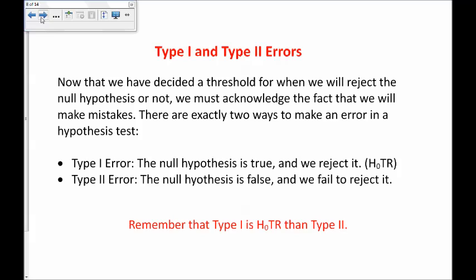Now, I've kind of developed the acronym: when the null hypothesis is true, you reject it, which kind of looks like hotter. And so I remember that type 1 is hotter than type 2. A type 1 error is when the null hypothesis is true and you reject it, which by deduction means the type 2 error is when the null hypothesis is false and we fail to reject it.